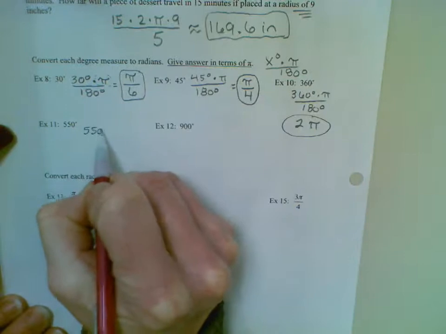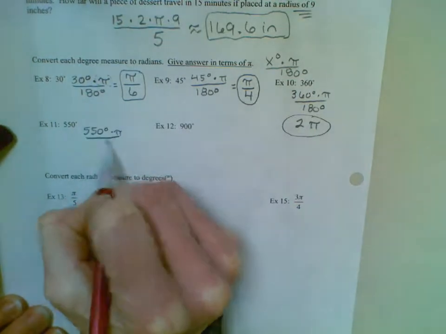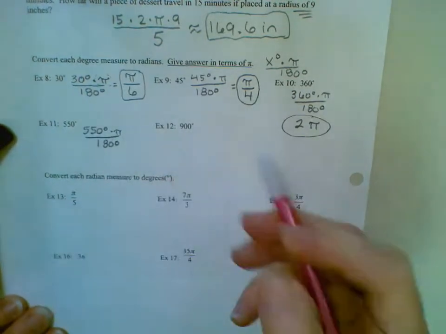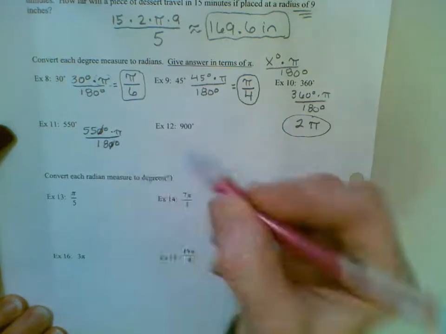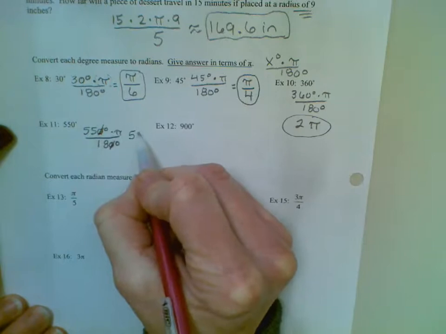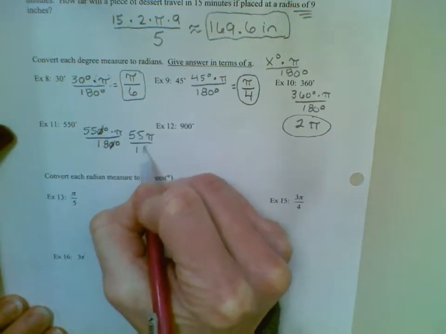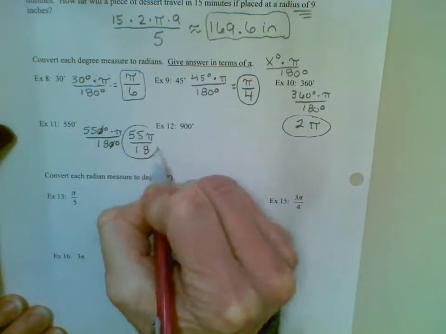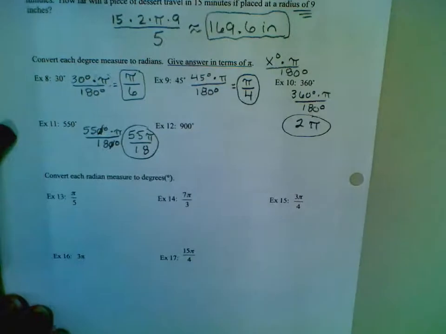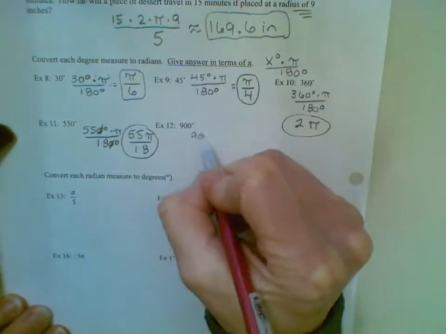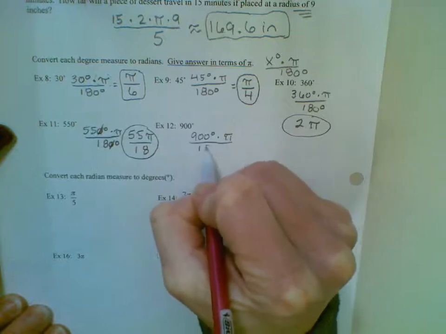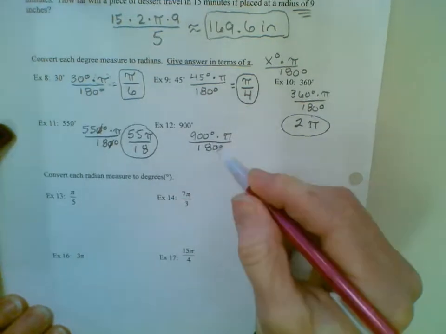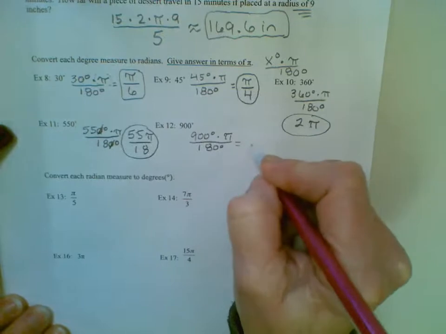So this one, 550 times pi over 180. This one I'm just going to dump the zeros, and I get 55 pi over 18. That one's easy to reduce. And then the 900 times pi over 180. And I believe that goes in there 5 times. So that's just going to be 5 pi.